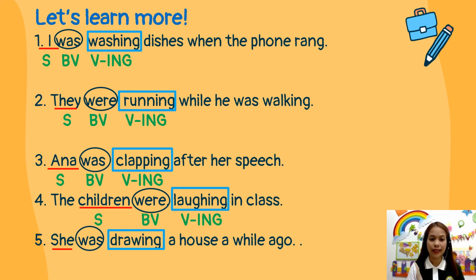Number 4, the children were laughing in class. Your subject here is children, which is plural, so your be verb is were. Laughing will be your verb ing. She was drawing a house a while ago. Your subject here is she and was is your be verb. Drawing will be your verb ing. Okay, grade 6? Understand? Great. Let's move on.